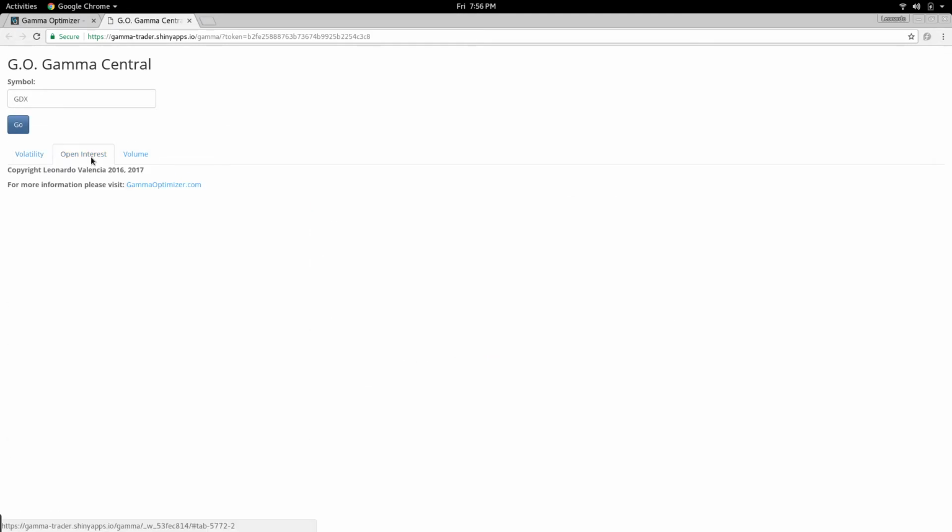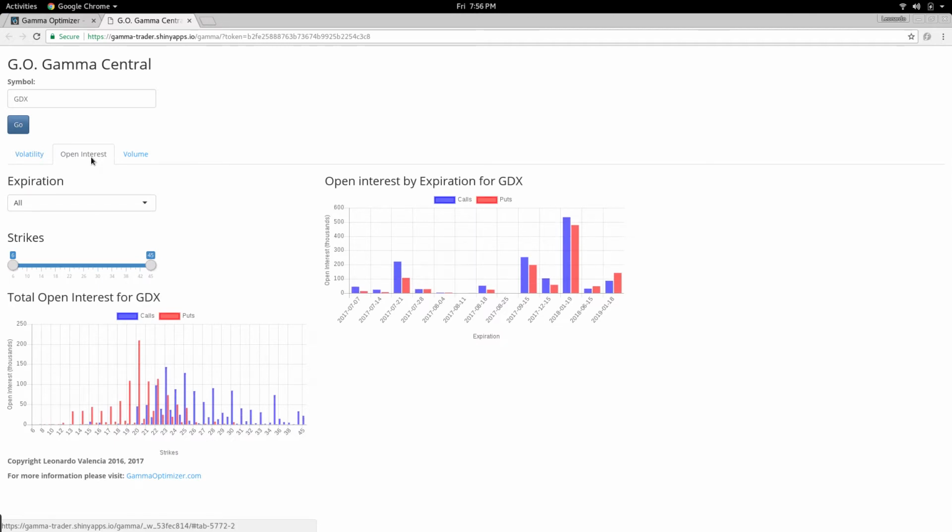We have the open interest tab. This one is simpler and I can explain it quicker to you. The open interest tab gathers all of the option open interest information for the underlying that you have, and you get a couple of charts. You get a chart that shows you the distribution of open interest by date, so you can explore and see what are the expiration dates that have more activity on them.